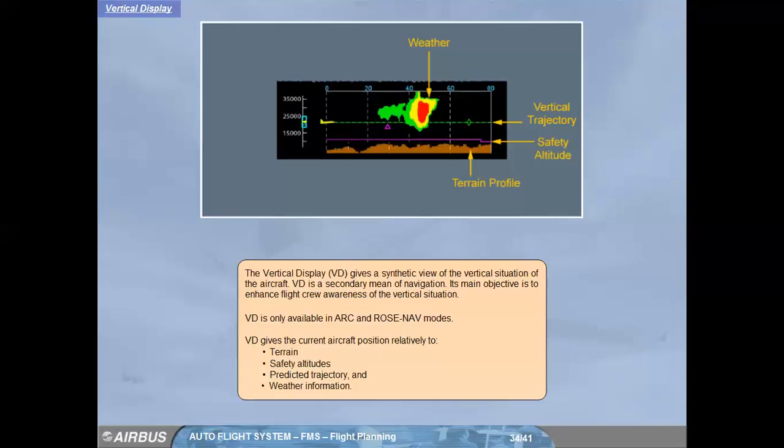Vertical display, VD, gives a synthetic view of the vertical situation of the aircraft. VD is a secondary means of navigation. Its main objective is to enhance flight crew awareness of the vertical situation. VD is only available in ARC and ROSE NAV modes. VD gives the current aircraft position relative to terrain, safety altitudes, predicted trajectory and weather information.